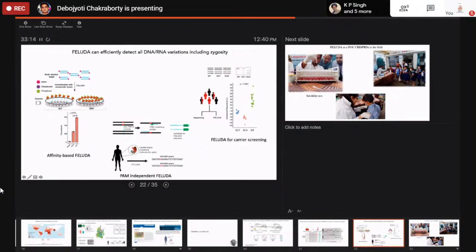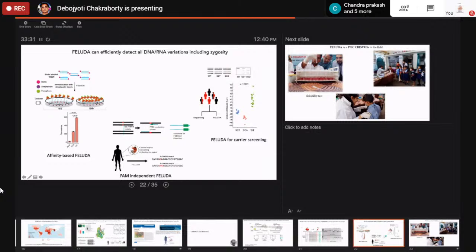And you can also do it for zygosity. Zygosity is, of course, identifying carriers of a mutation, and that's very important because if you can identify a carrier, you can actually genetically counsel that individual to not marry another carrier. I will come to the importance of it in the next slide.